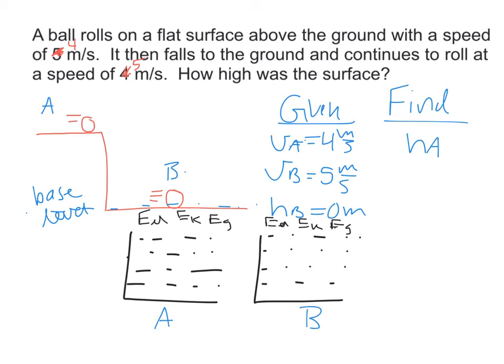At A, the ball is rolling across the table, so it's got speed or motion and it's got height. There is no spring involved. So we've got kinetic and gravitational. At B, there's still no spring. It is moving, but it's now at the base level. I had 4 boxes in A, 2 and 2, so I need 4 boxes in B. I'm going to go up to 4.